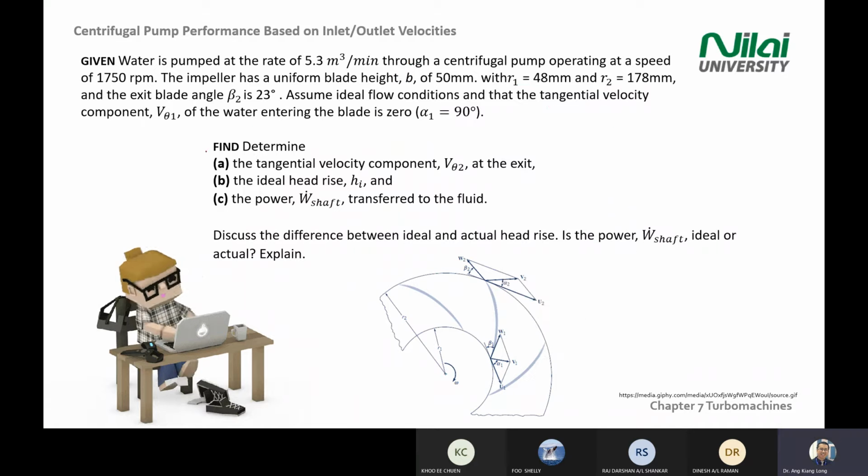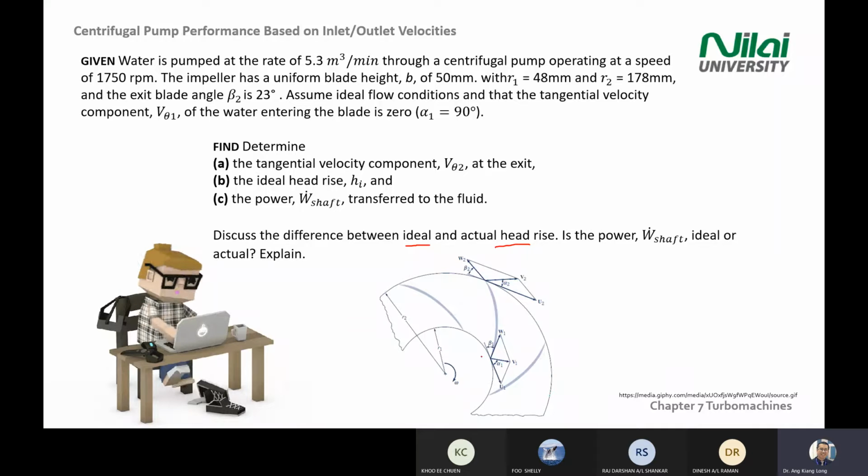So what does this question require us to do? First, we need to find the tangential velocity component at the exit, which is V theta 2. Then we need to find the ideal head rise, Hi, and the power transferred to the fluid, which is W dot shaft. Then discuss the difference between ideal and actual head rise. Is the power ideal or actual? Explain.